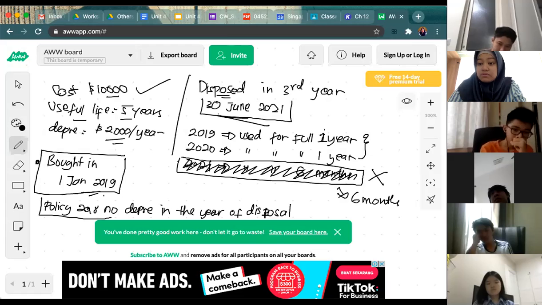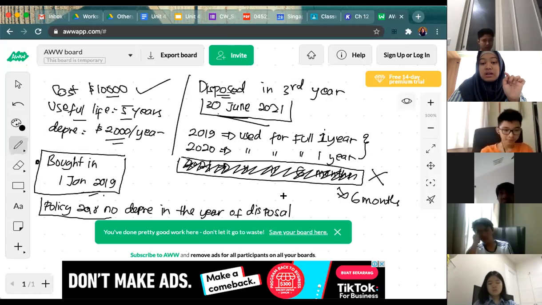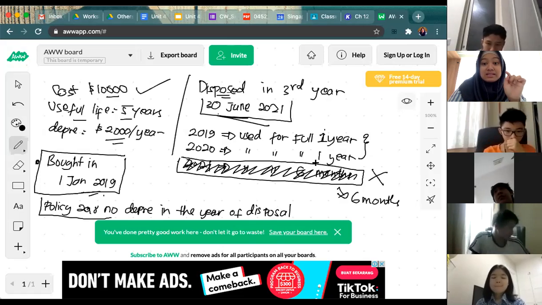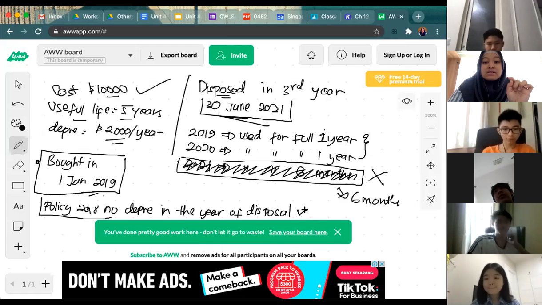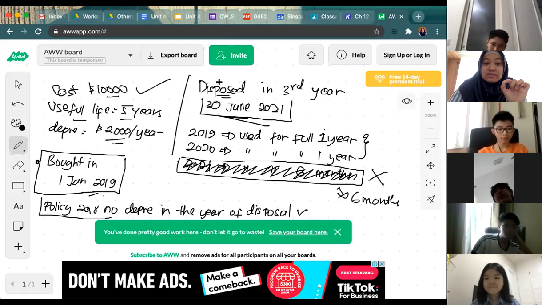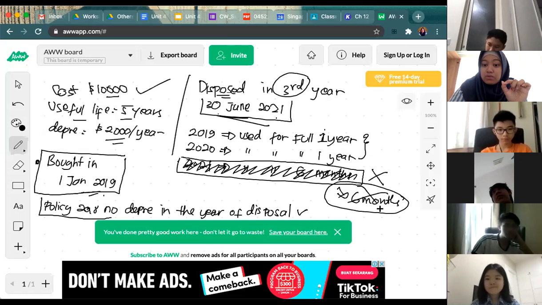the year of disposal, how would you calculate the accumulated? Normally, we calculate the accumulated for 2.5 years because that is the period that you use it. But since the policy here is applied, the year of disposal is the third year, which is 2021. So that 6 months will not be calculated. It will be ignored.